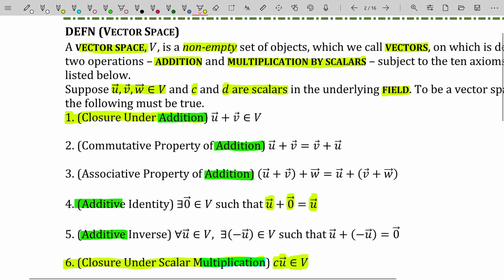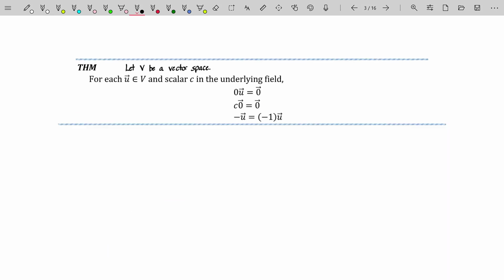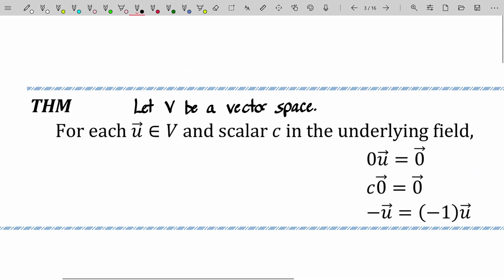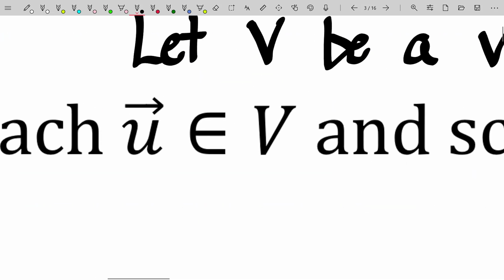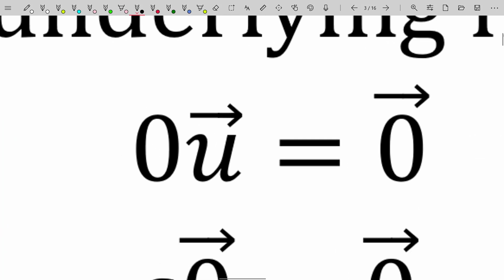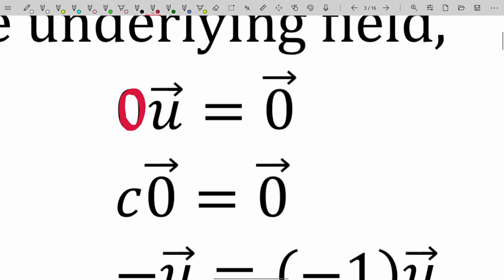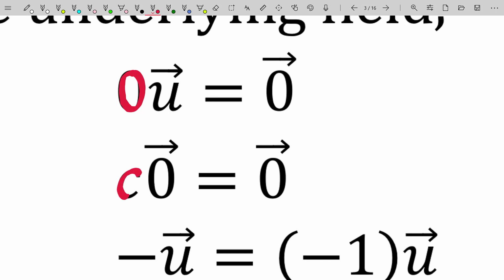Now, as we generally do when we deal with definitions and new topics within mathematics, we follow that with a theorem, something that says, okay, with this information, here's an extra little oomph that we get from it. And in this case, that extra little oomph is this theorem right here. Let V be a vector space. For each vector u in that vector space, and any scalar in the underlying field, 0, and by the way, this 0 is from the underlying field, it's a scalar, so 0 times that vector u will be the 0 vector. And c, again, c is just a scalar from the underlying field. C times the 0 vector should be the 0 vector as well.